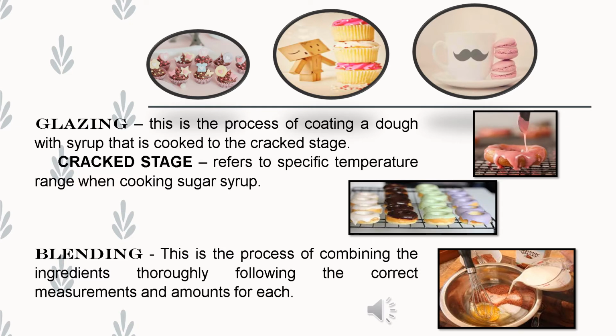Glazing. This is the process of coating a dough with syrup that is cooked to the crack stage. And when we say crack stage, it refers to a specific temperature when cooking sugar syrup. An example is the coated donut. Blending. In this process, ingredients are combined thoroughly, following the correct measurements and amounts for each, until all ingredients combined can no longer be distinguished.